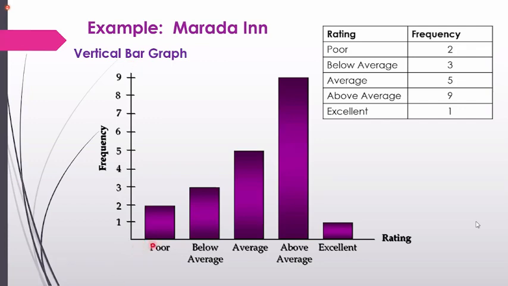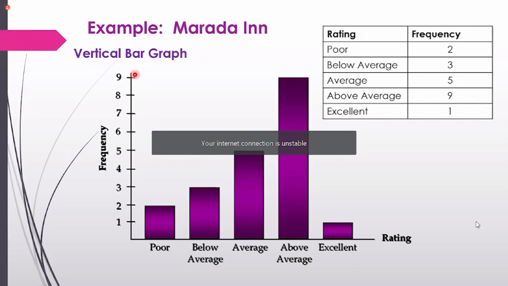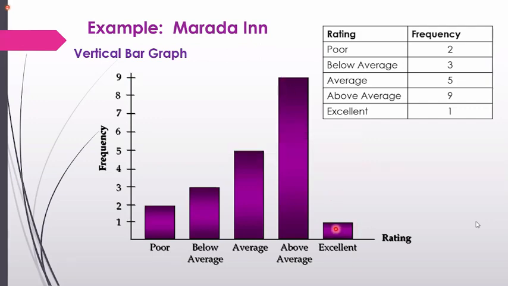Right? Then here poor, this is a bar, right? The length denotes the frequency, that is 2. Then for below average, the frequency is 3. And for average, it's 5, sorry, above average 9. Then again for excellent 1. So what is the information we have from the frequency table? The same information we can get from this bar chart also.